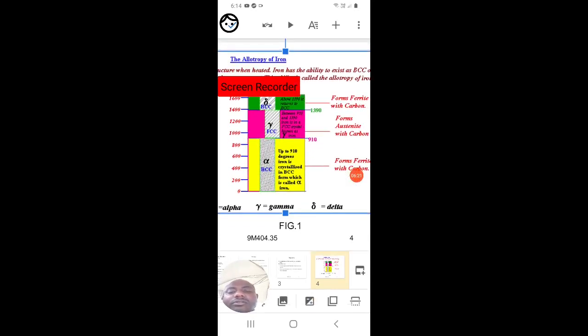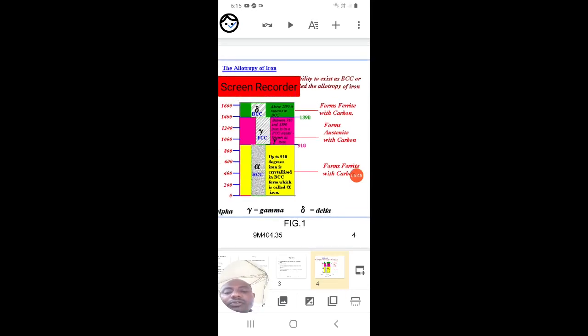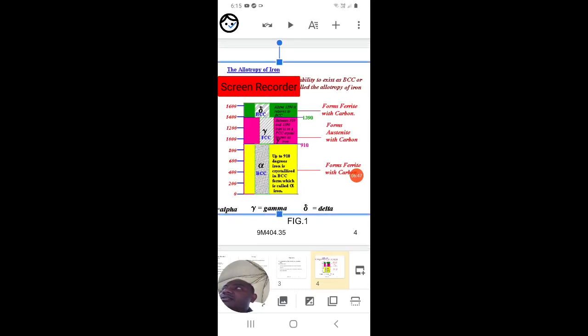Next, from 1400 to 910 degrees centigrade, gamma iron exists. It is the most stable form of iron. It has the FCC structure, face centered cubic system.